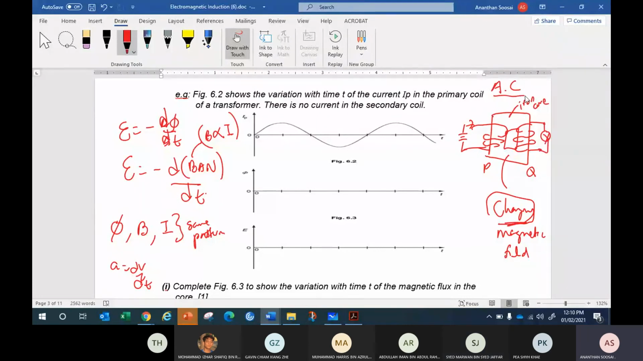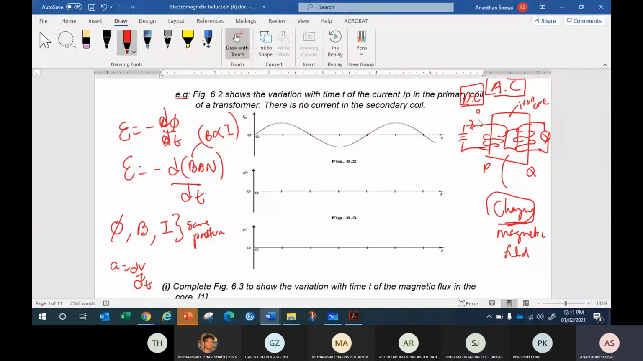So a transformer works based on AC. Why can't a transformer work on DC? Anybody? Because it's only one direction, so there is not going to be a flux change. Very good. There won't be a flux change in where? In the secondary coil. Why is there no flux change in the secondary coil? Because the iron core magnetic field is changing or constant? Constant. So you won't get EMF induced in the secondary coil.